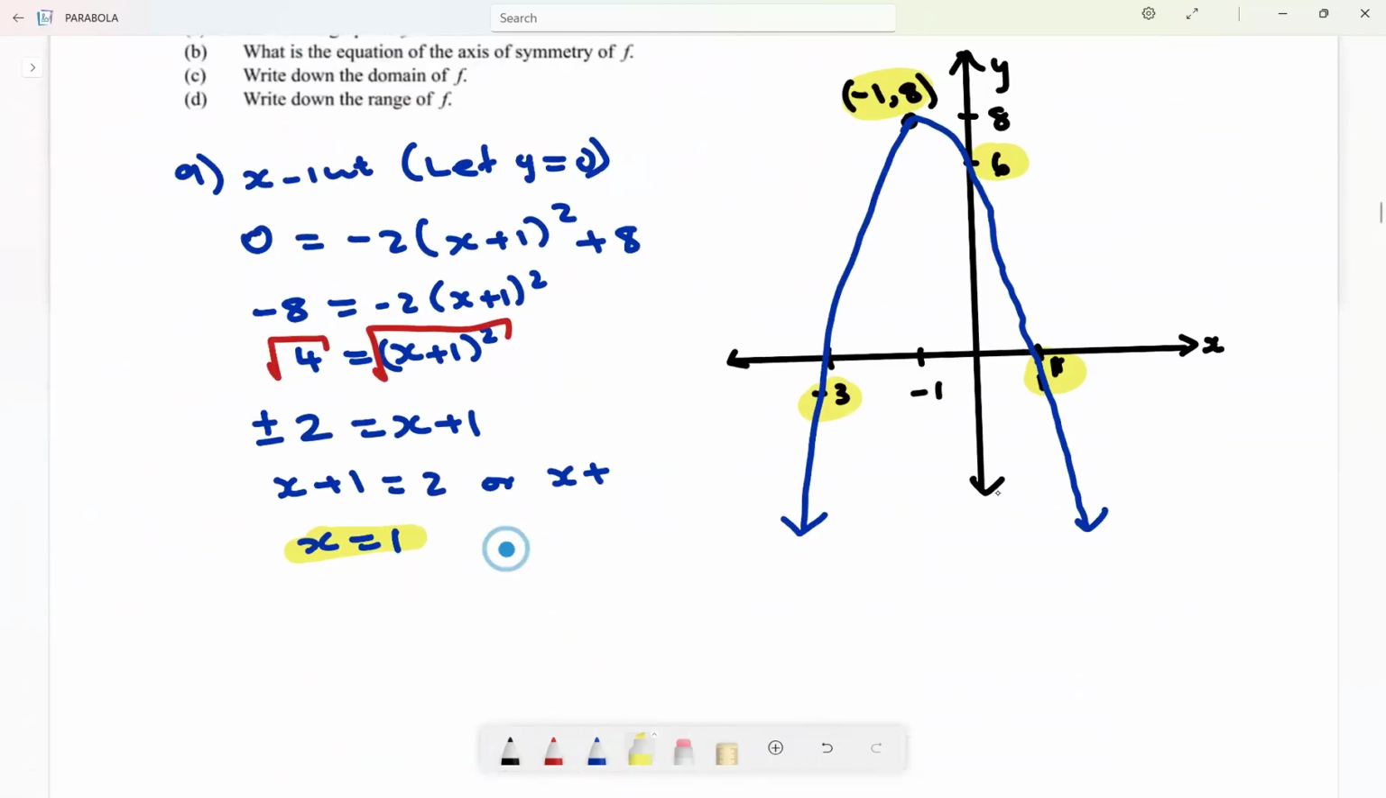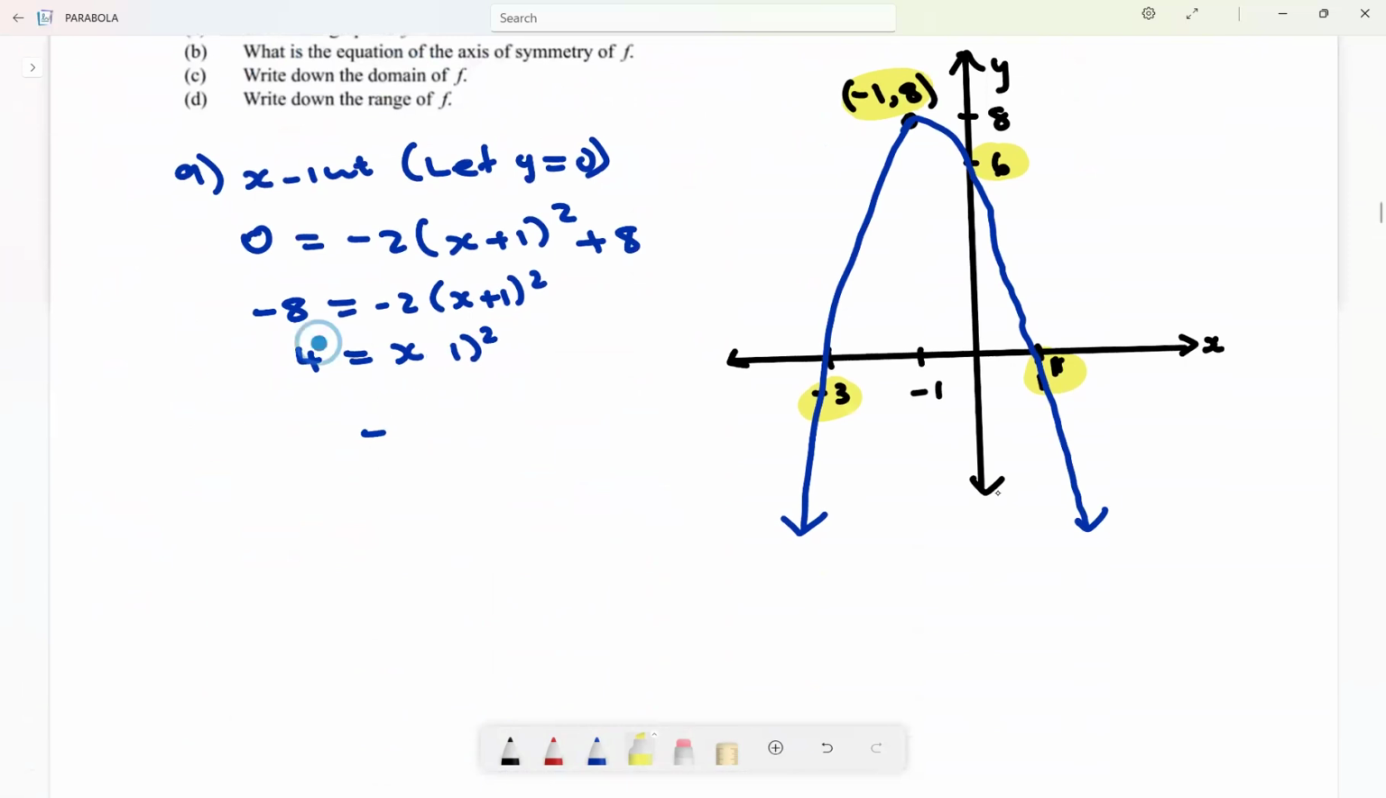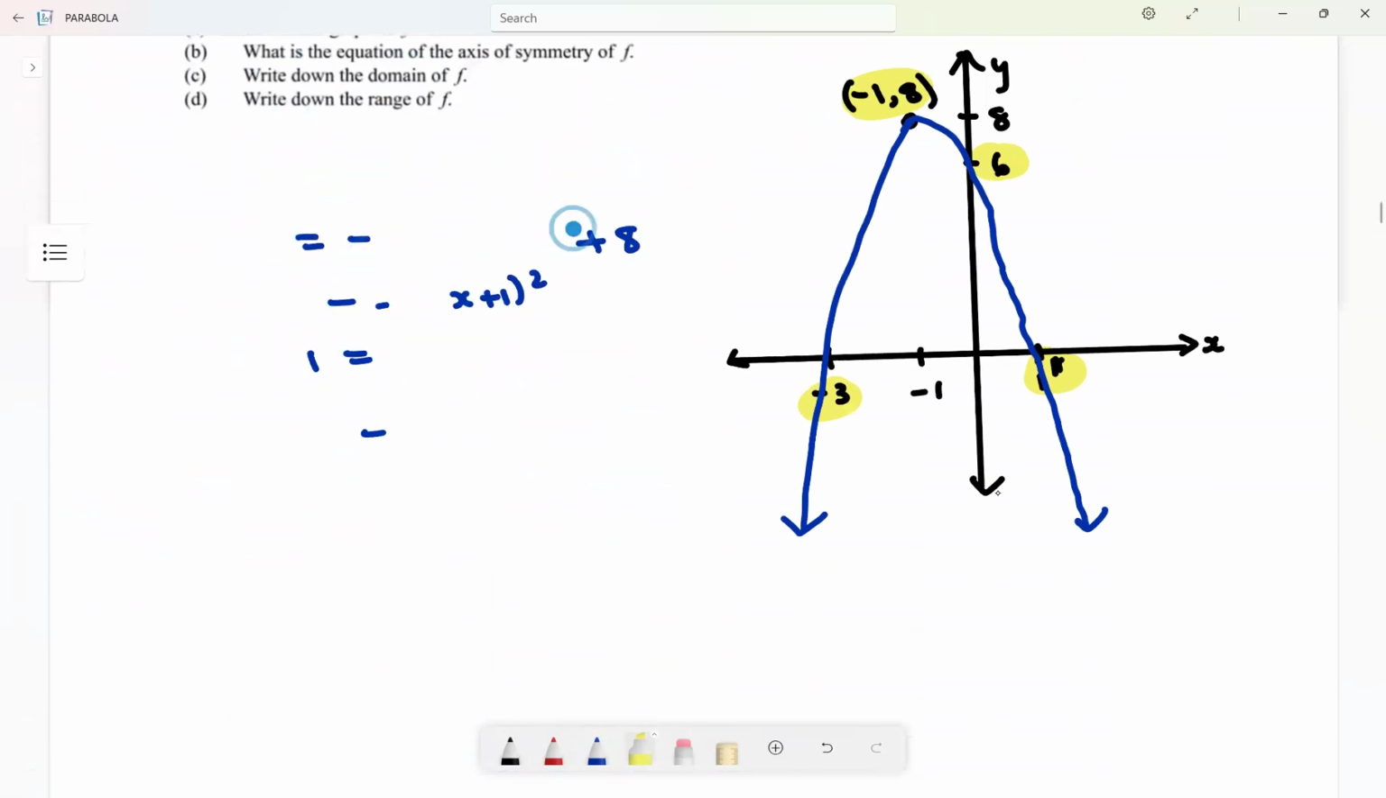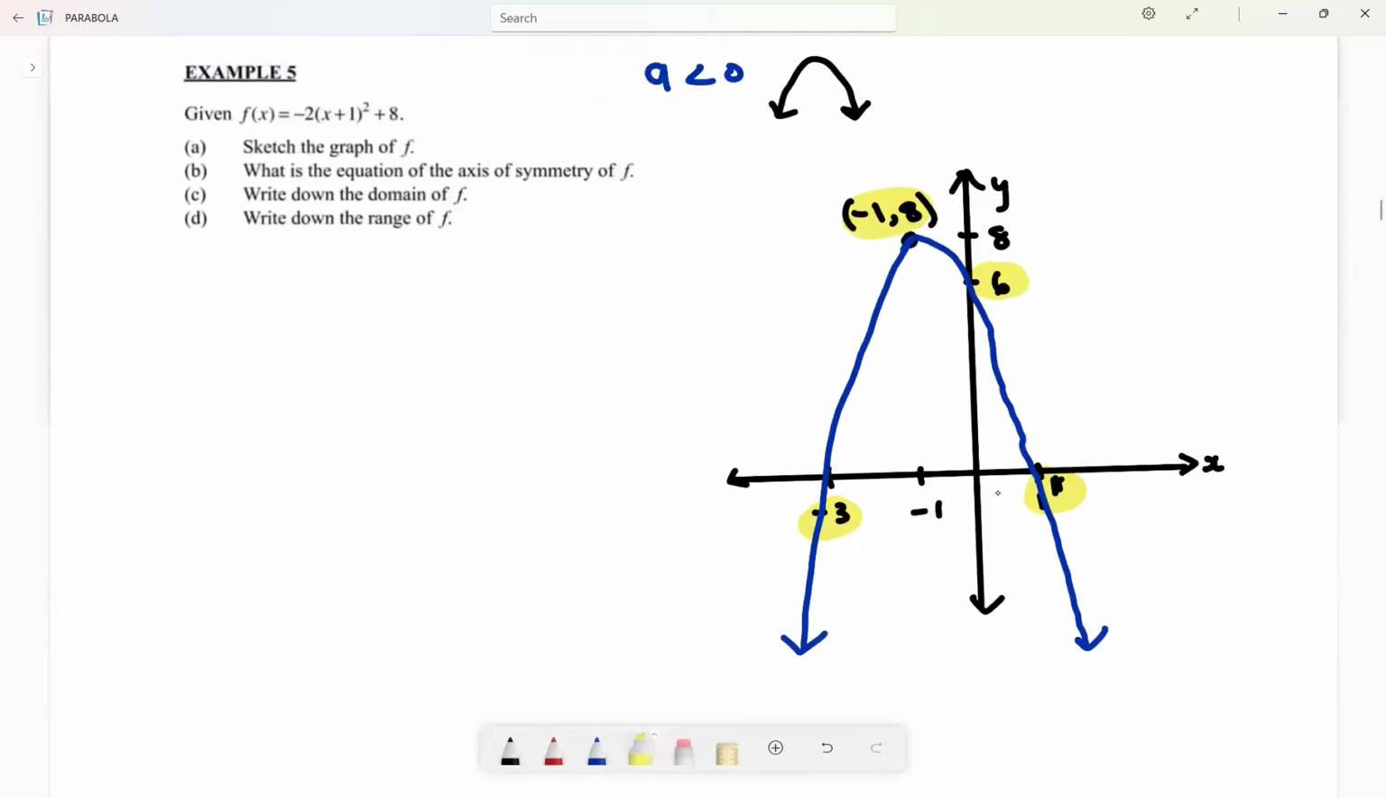Okay. So this is number A. We have completed number A. Let's look at number B. Let's answer number B. This is our sketch, not necessarily cute or beautiful, but you can see.